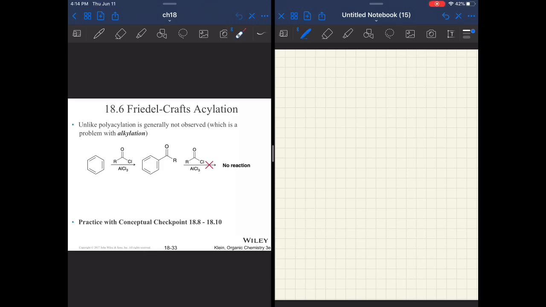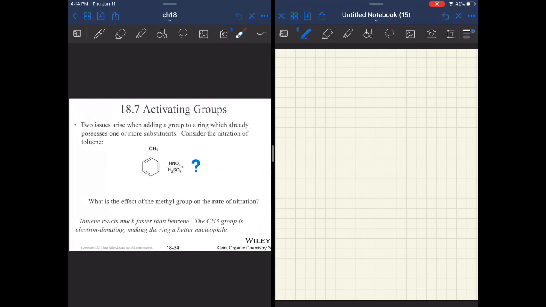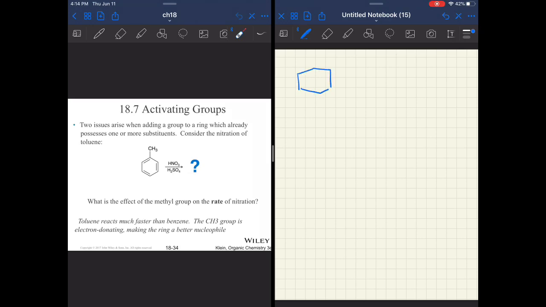Now that we have a handful of EAS reactions to work from, we're going to talk about adding multiple groups to the ring. So to do that, we have to talk about activating and deactivating groups. So now instead of benzene, we're going to start looking at benzene derivatives.